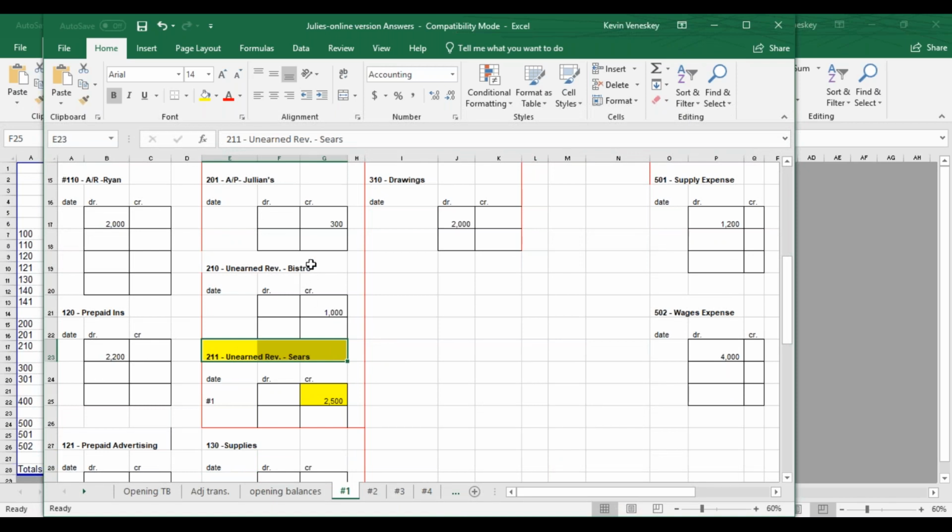And simply come down here and make a new unearned revenue for Sears. Do not add it to Bistro's account. It's a common mistake. I don't owe Bistro $3,500 of services. I owe them $1,000 and I owe Sears $2,500. So make sure we have a separate T account. You can mark out the notes payable, or you can come into the middle and update your unearned revenue. So that is how we would go about doing a correcting entry.